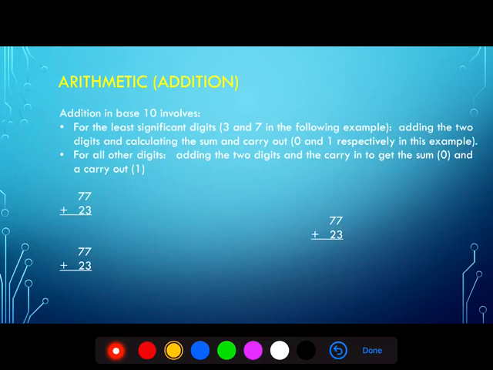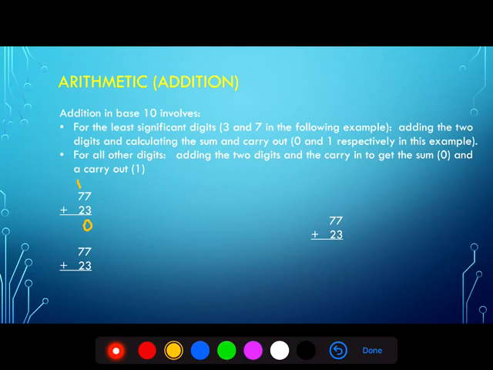Fundamentally, when we add two multiple-digit numbers in base 10, we have to consider that each addition operation will generate an overflow, which we typically call a carry. In this example where we add 77 and 23, when we add 7 and 3, we'll get 10. Now we can't have two digits in a single position, so we'll have to carry that one to the next most significant column to the left.